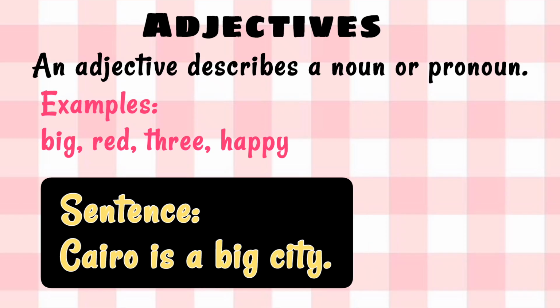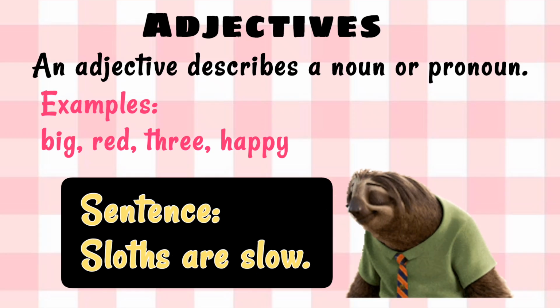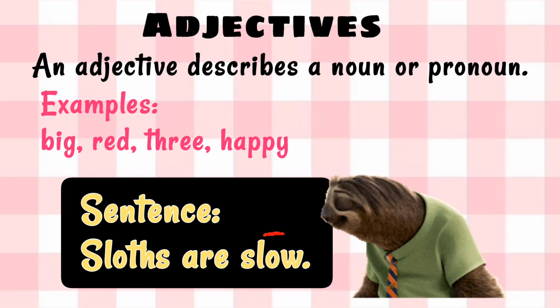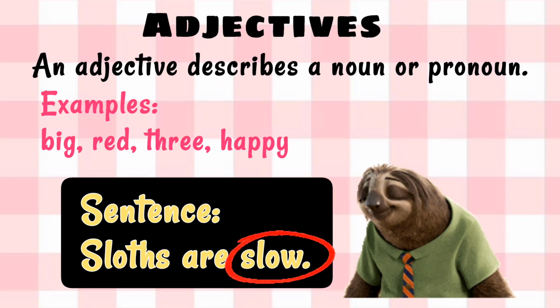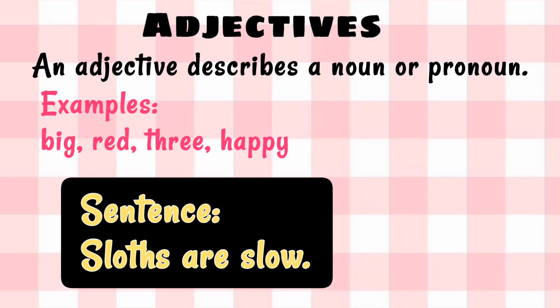We can also say Cairo is a big city, where the word big is describing the city Cairo. Another sentence, sloths are slow. The word slow is describing the animal sloth, which can take a whole day to travel a few kilometers.